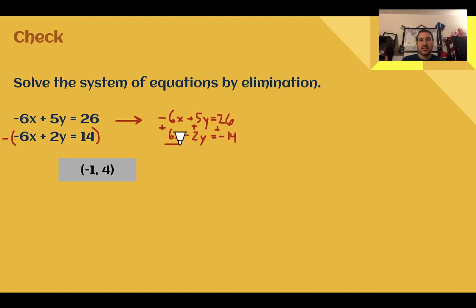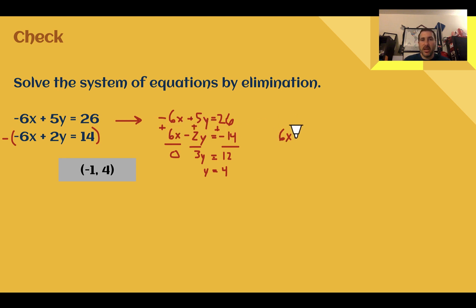Negative 6 plus 6 is 0. 5 plus negative 2 is 3. 26 plus negative 14 gives me 12. So 3y is 12, meaning y is 4. 3 times 4 is 12. Once I know that y is 4, I can decide which one I want to plug it into. I can use the top one, the bottom one of the original, or I can even use the one that I changed it to. I'm going to do that.